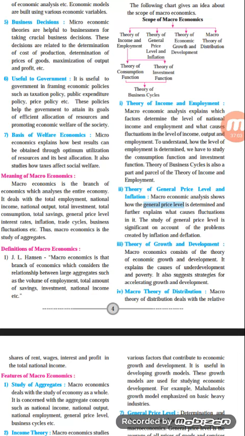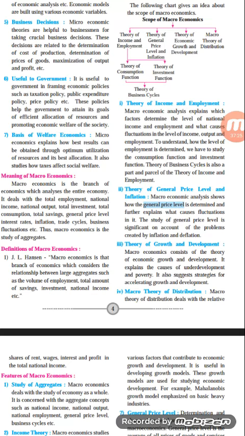The third one is the theory of growth and development. Macroeconomics consists of the theory of economic growth and development. It explains the causes of underdevelopment and poverty. It also suggests strategies for accelerating growth and development. So it studies the various factors because of which the economic growth and development of the country is affected.